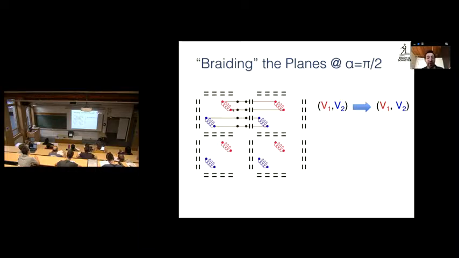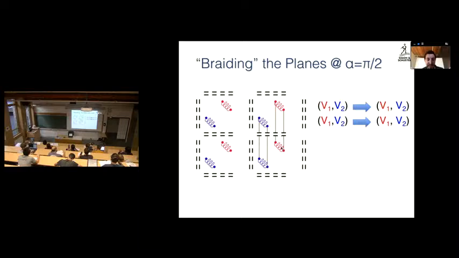If I couple the red LC circuit on this site to the red LC circuit on the next site, the X component on one site gets converted into the X component on the next site. And similarly for Y. And I can do the same thing for this pair of sites. So I've converted X to X and Y to Y, and then again X to X and Y to Y. But then I can do something interesting.